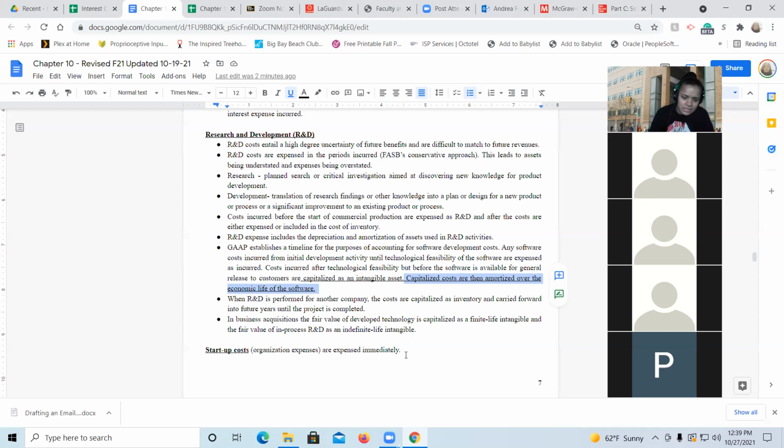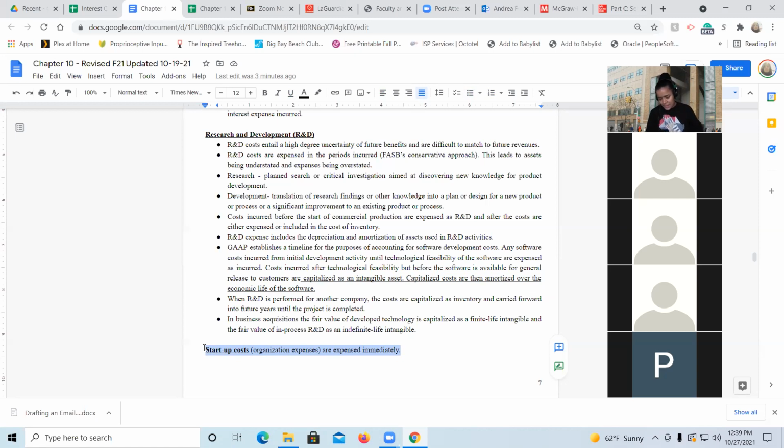And then the last piece that you'll see in the textbook is that any startup costs, and I mean a lot of startup costs, organization expenses, if you create a company or if you set up whatever startup that you want to set up in Silicon Valley, all of that is expensed immediately. Years ago, they used to allow companies to capitalize some of that. But I think, as usual, companies went overboard and started capitalizing things that really should not have been capitalized. And so the FASB just said, you're done, you will expense everything related to startup costs.